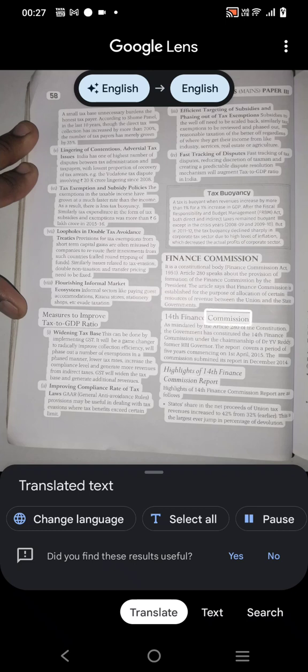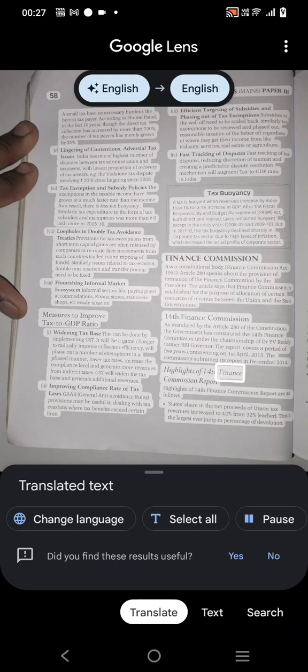14th Finance Commission. As mandated by Article 280 of the Constitution, the government constituted the 14th Finance Commission under the chairmanship of Dr. Y.V. Reddy, former RBI governor. The report covers a period of 5 years commencing on the 1st of April 2015. The Commission submitted its report in December 2014.